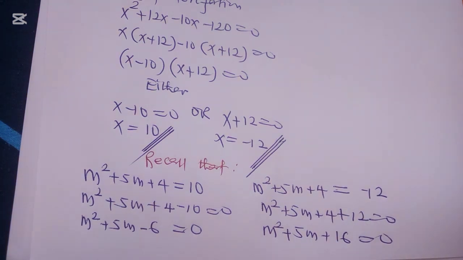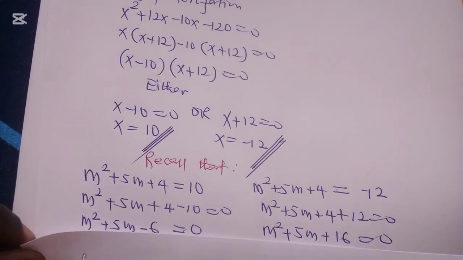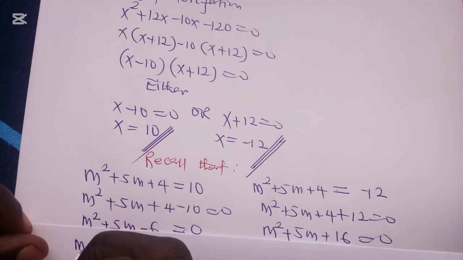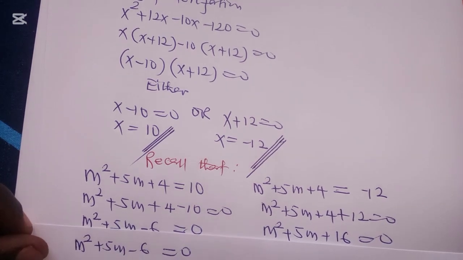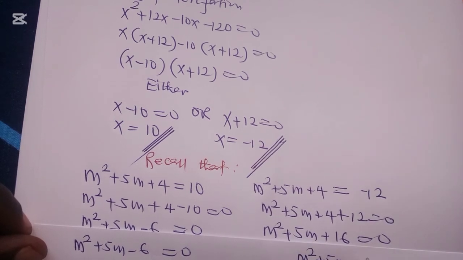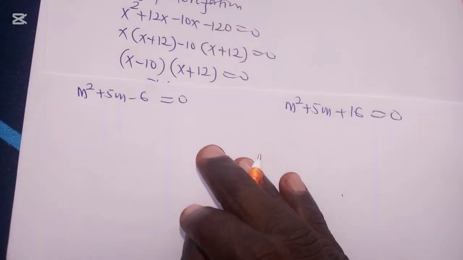Now to do that, let's write them. Let's write this first one: m squared plus 5m minus 6, and this is equal to 0. Similarly, we have the other one. Let's write it here: m squared plus 5m plus 16, and everything becomes 0. So from this point, let's try to factorize them.